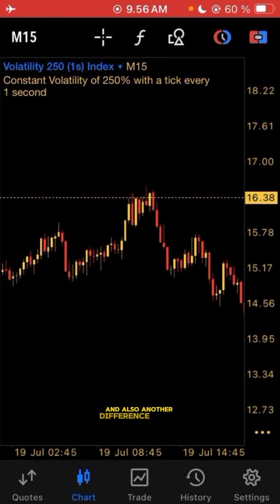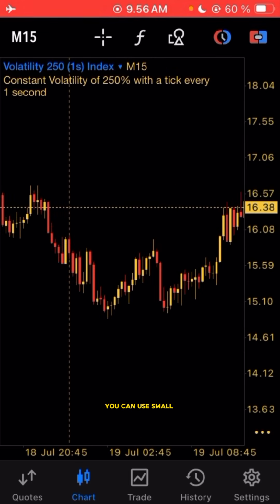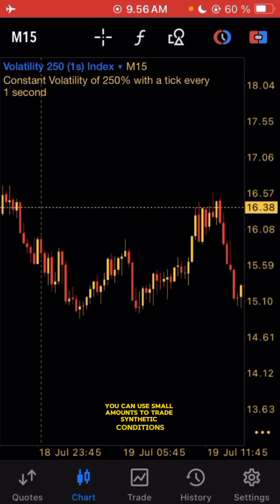And another difference is the margin. You can use small amounts to trade synthetic indices, while for forex trading, you need bigger amounts. So let's say I can actually use 10 cents to trade synthetic indices. Why can't I use 10 cents to trade forex? That is just a simple example. Okay, now that you know the difference between forex trading and synthetic indices, you already know what type you are going to be choosing at a specific time, or which one you are going for full time. It all depends on you.